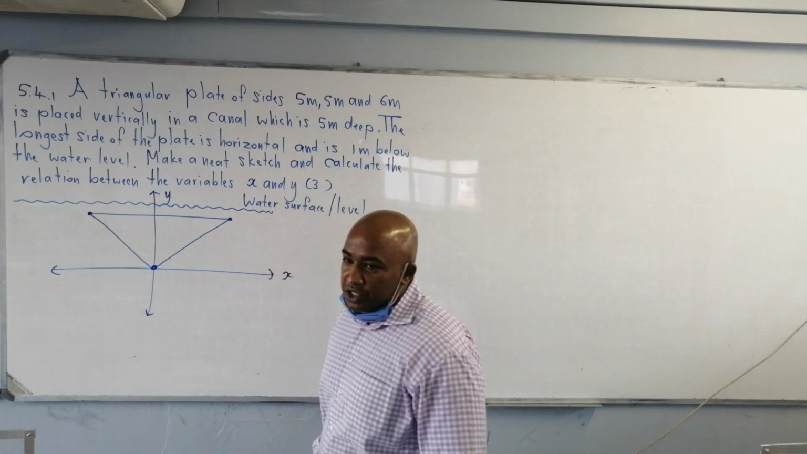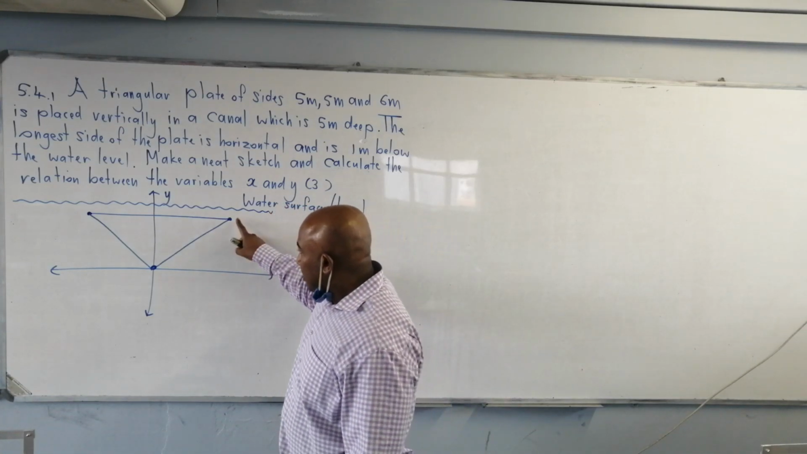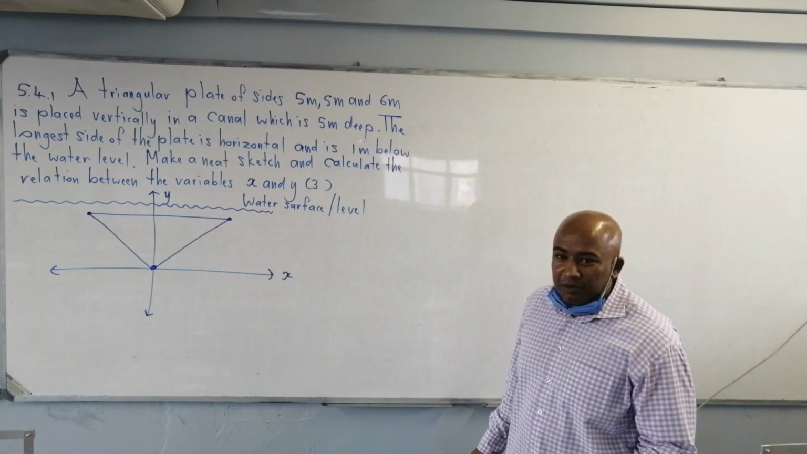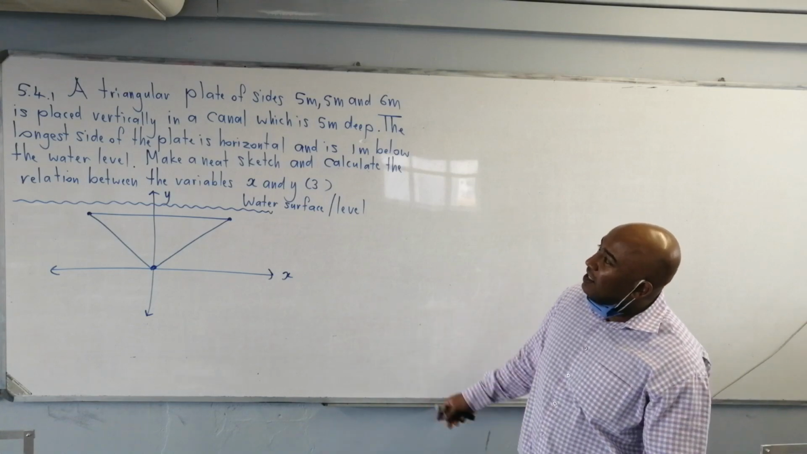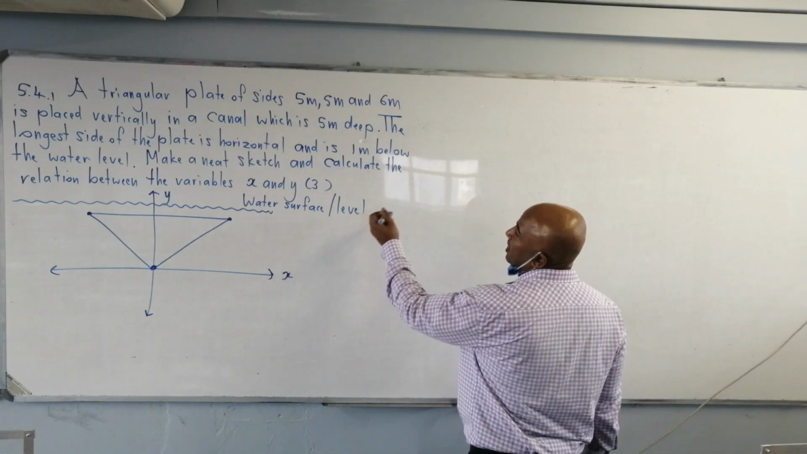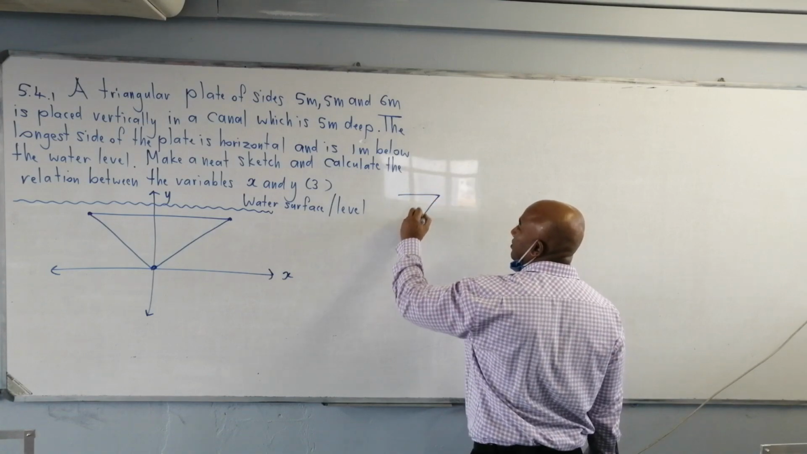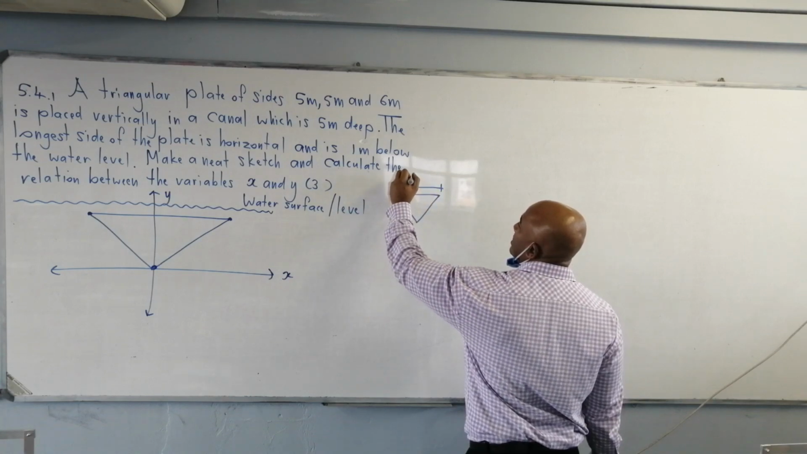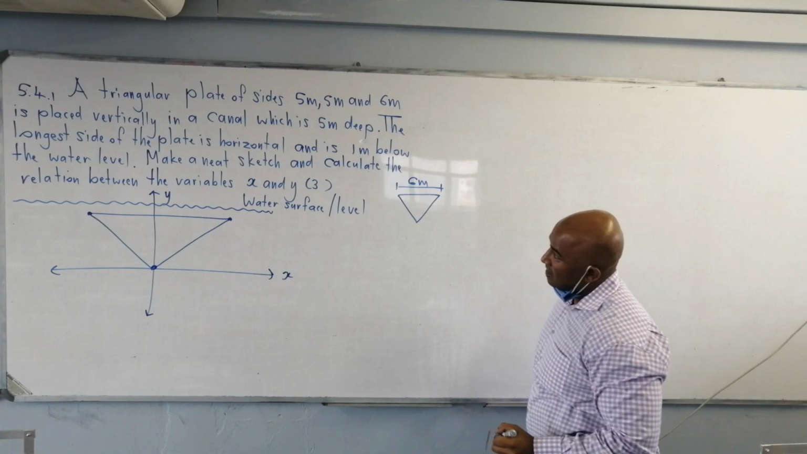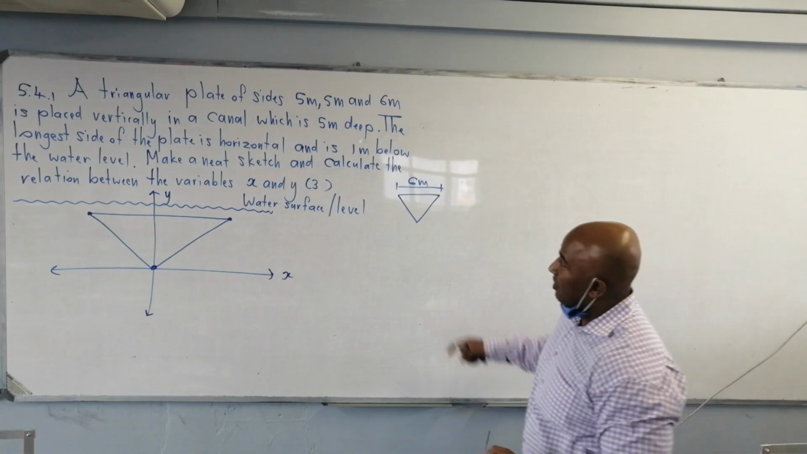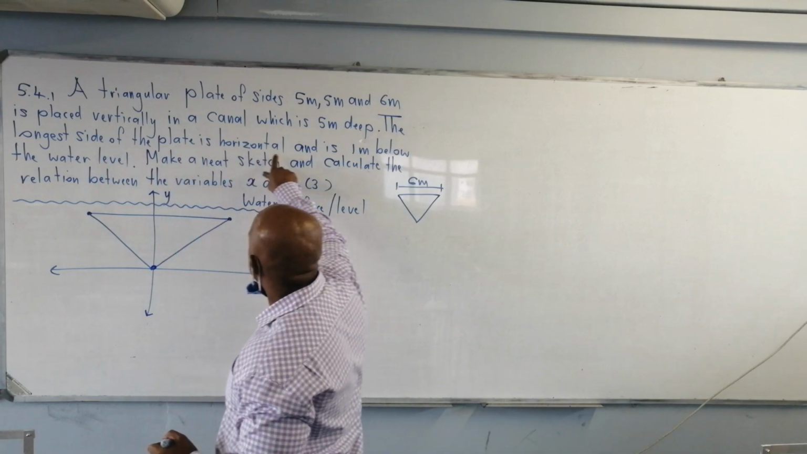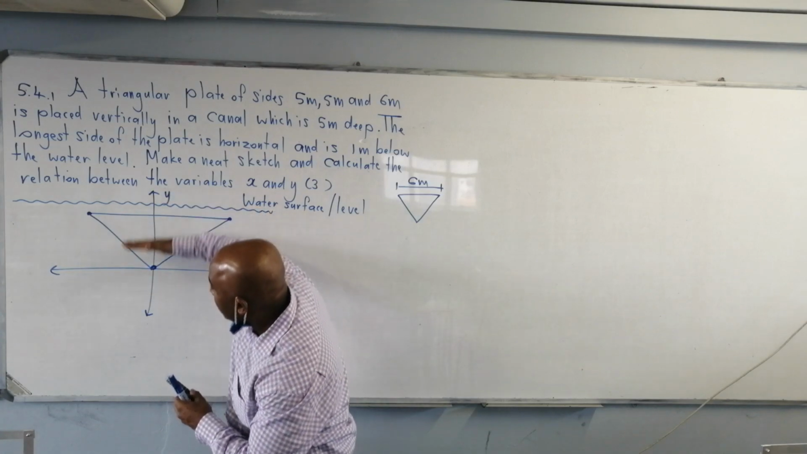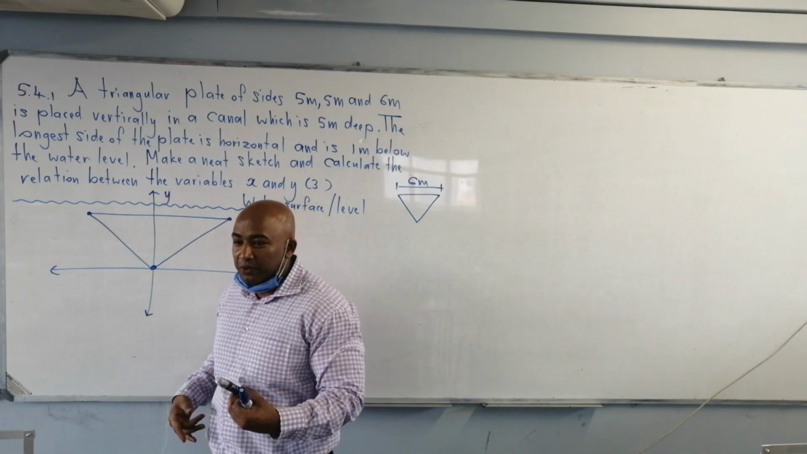What we need to do in this situation is know what these values are so we can find an equation. There is no equation here at the moment. Can you see that? We're just given dimensions here. So what are the dimensions? Let's do a rough sketch here. The longest side, from here to here, is 6 meters. Remember, the longest side of the plate is horizontal, and this side is 1 meter below the water surface.